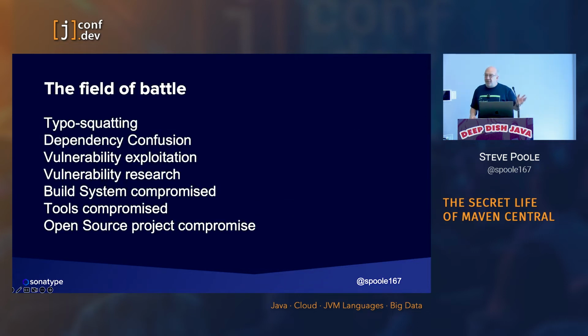So we have this wonderful battlefield of stuff that's going on. You saw some of the typosquatting, dependency confusion, where I try and convince you to use a bad version rather than a good version. There's all the how good are the good guys at finding vulnerabilities? How good are the bad guys at finding vulnerabilities?